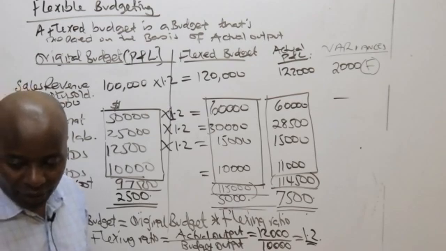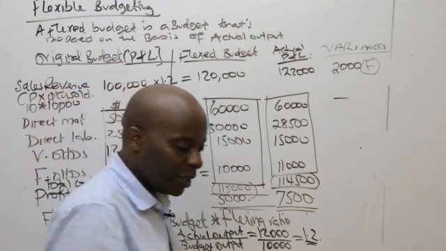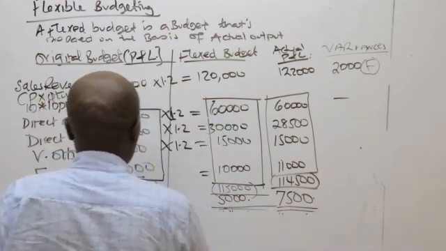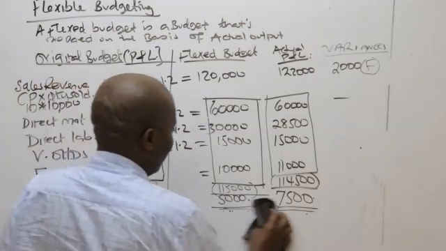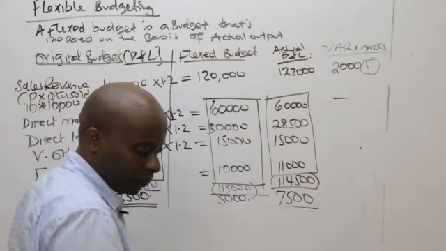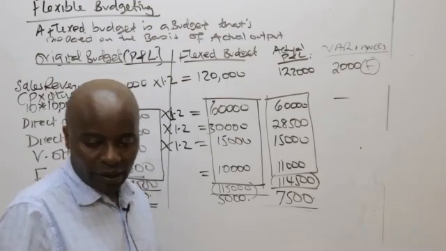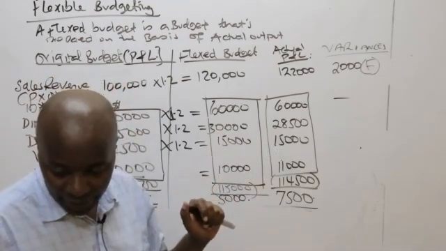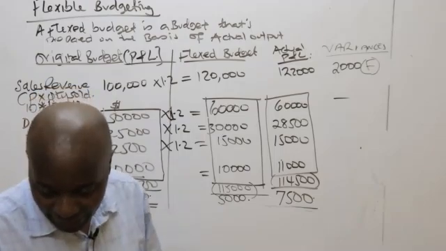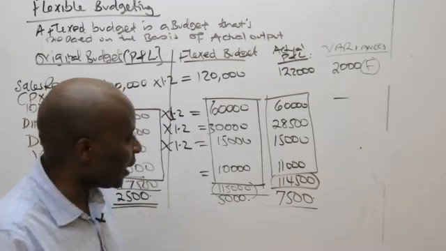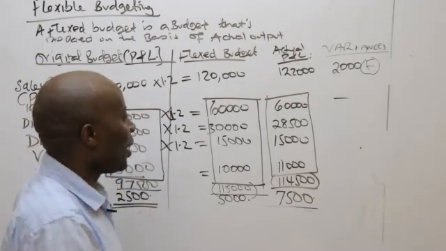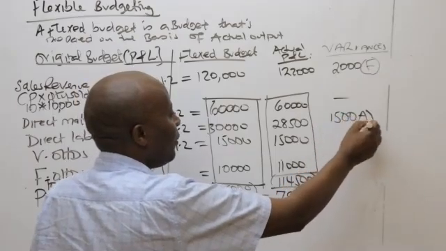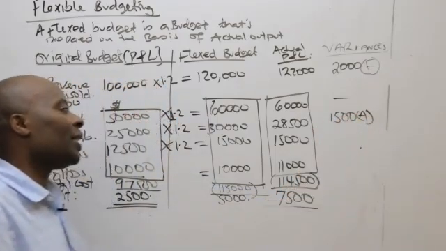$30,000 minus 28,500 will give us what figure, my great friends? $30,000 minus 28,500. 1,500, and I can see Millicent has gone ahead to tell us that this is adverse. So we have 1,500 adverse. Let's see whether it is adverse for sure.